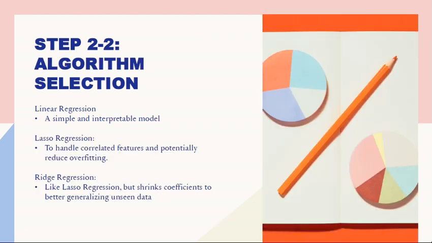I'll be comparing three different machine learning algorithms. Linear regression is a good baseline model, but it can be prone to overfitting the data. Lasso regression is similar, but it can help mitigate overfitting and potentially handle noisy data. And ridge regression is just another approach to reduce overfitting.